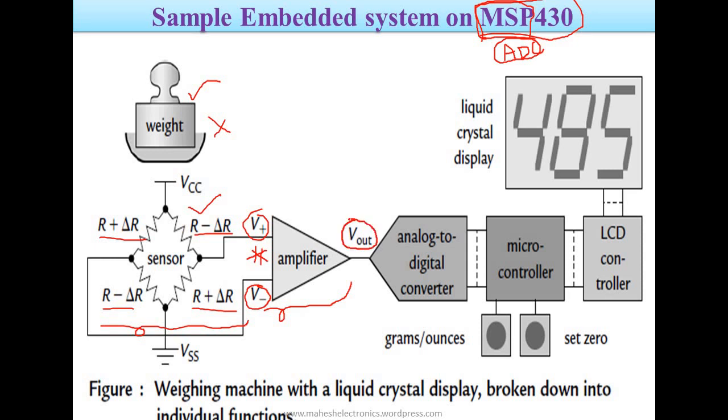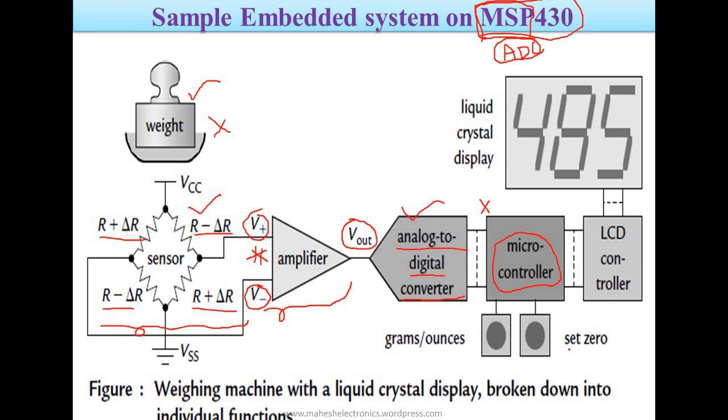And this analog output of the amplifier is converted to a binary value with the help of this analog to digital converter. That digital value is given to the microcontroller. What does the microcontroller do? The microcontroller multiplies the input by an appropriate factor so that the display gives the weight in grams or ounces as you wish, and it subtracts an offset so that the display reads 0 when no weight is present.